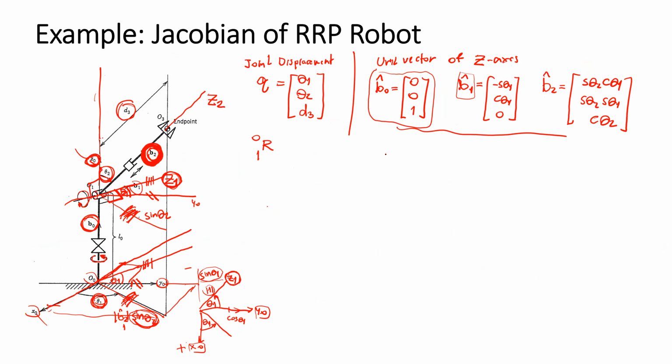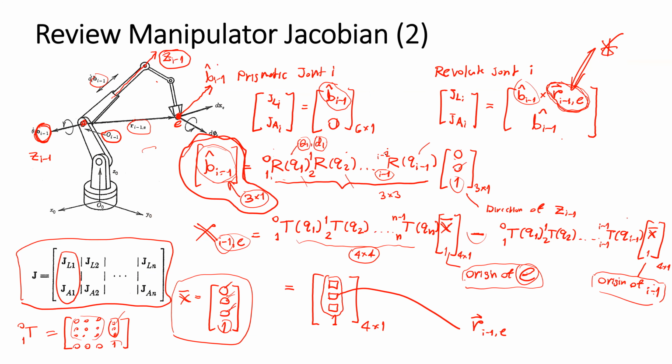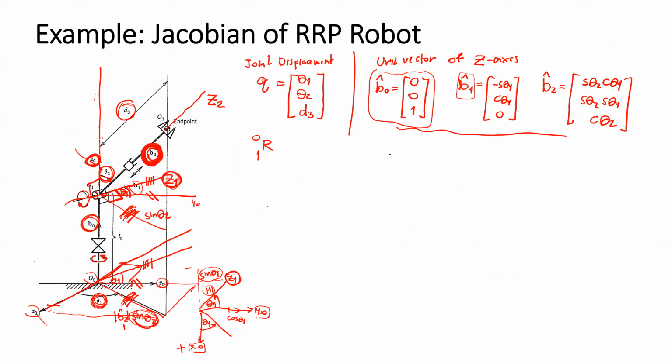b1... wait a second. b i minus 1 until 0. Wait. b0. No, b1 is 1 per 0. b1 is 1 per 0 of joint 1.